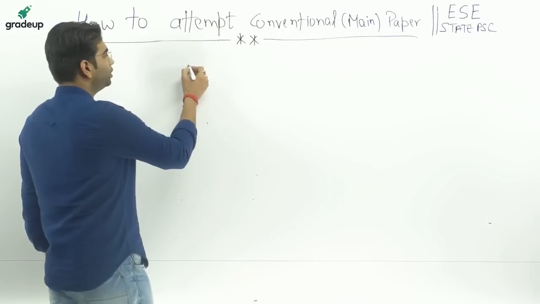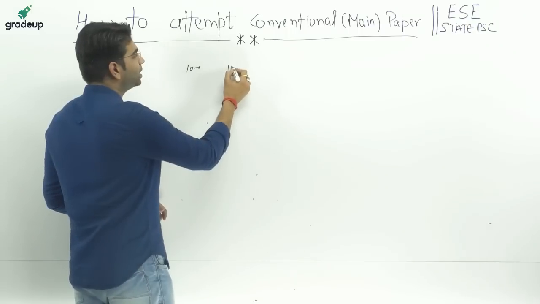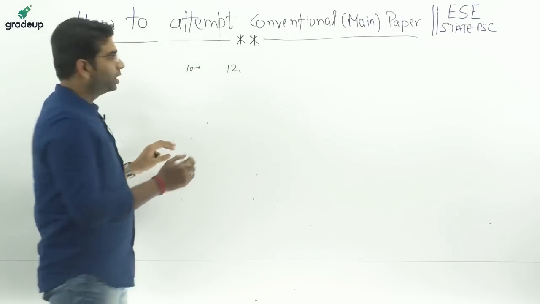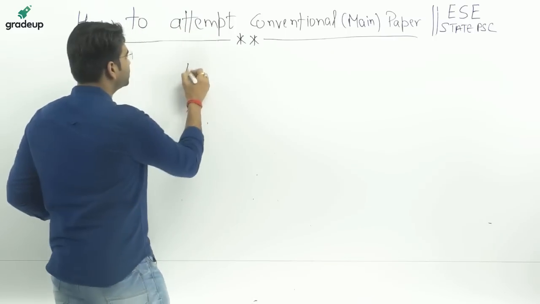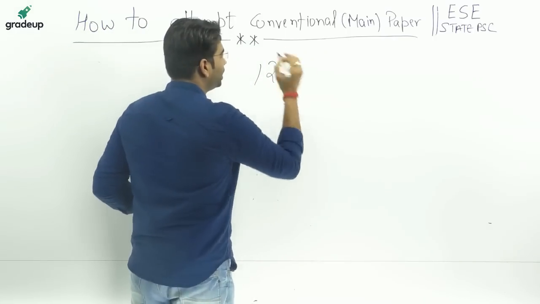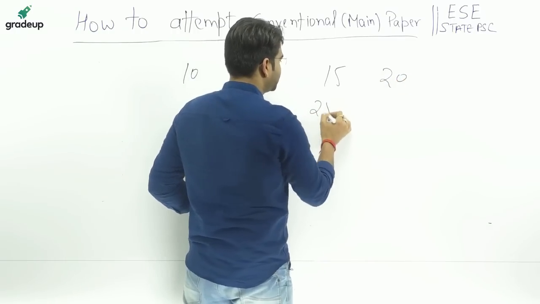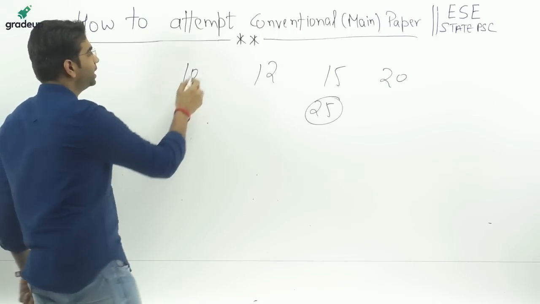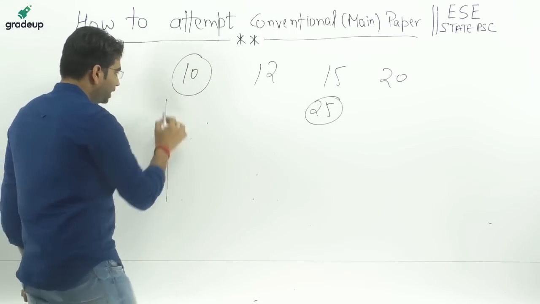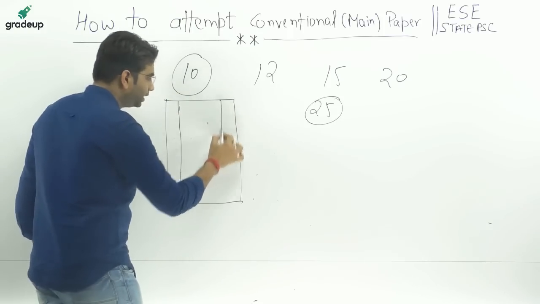Suppose a numerical of 10 marks is there. Your paper may comprise 10 marks, 12 marks, 15 marks, 20 marks or 25 marks questions. From the length of the numerical you can tell that, yes, this is a 10 marks question, it will be a booklet with this side and this side.